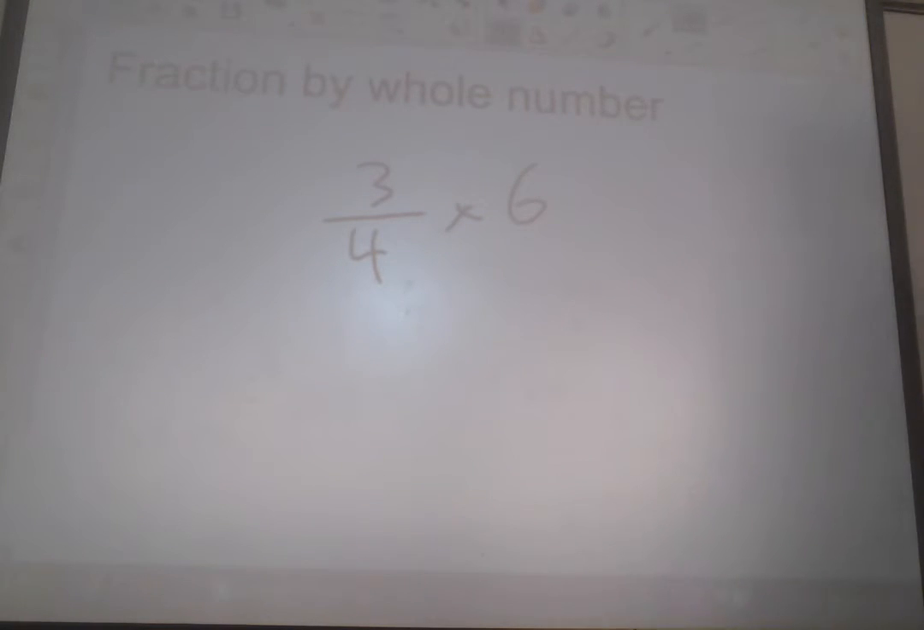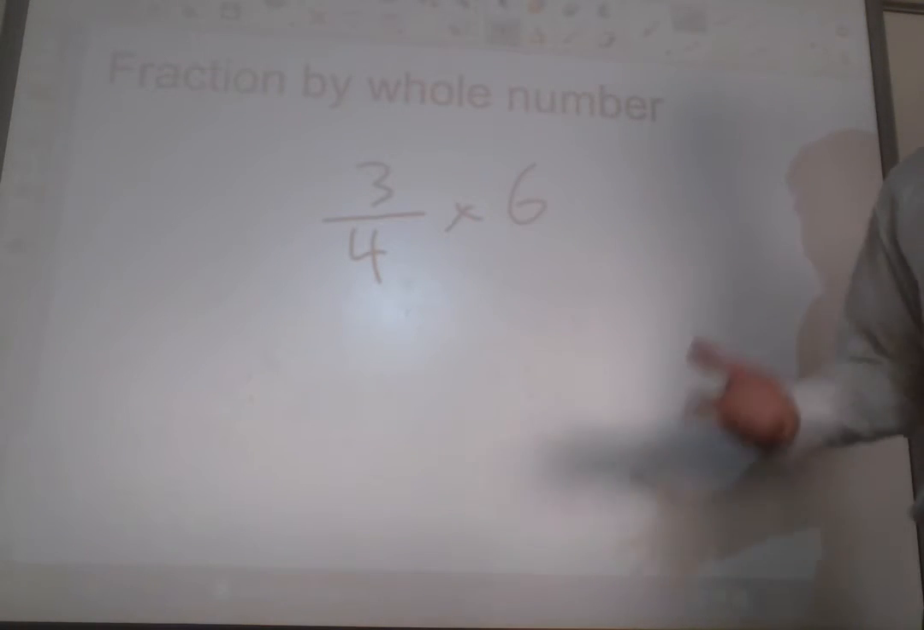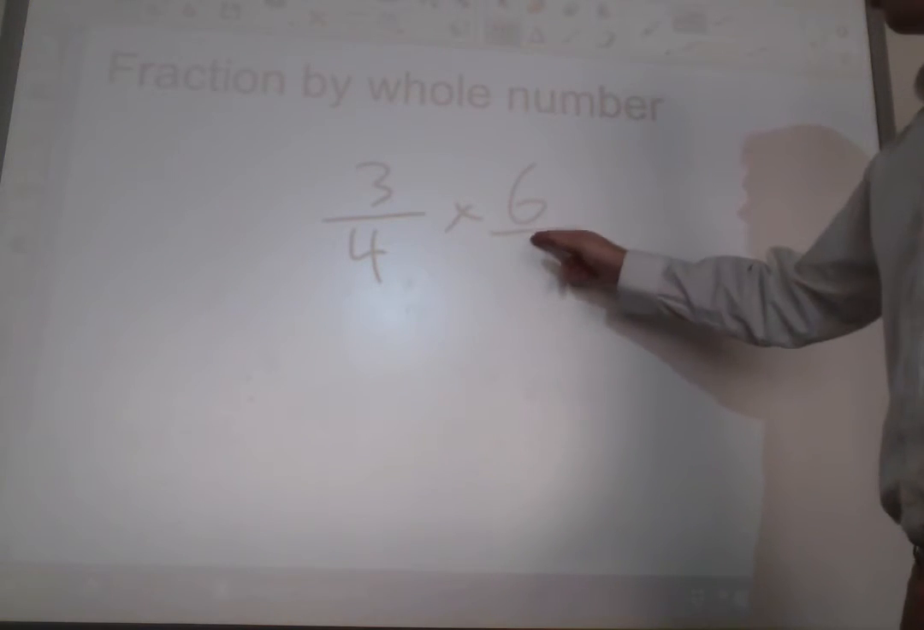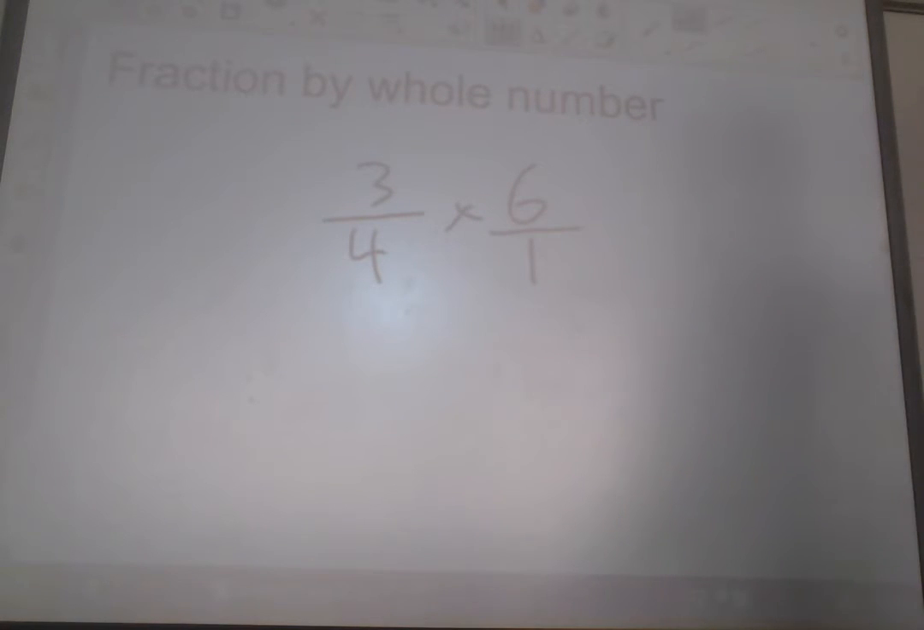Okay? That's actually quite easy. We just have to remember that any number, even a whole number, can be written as a fraction. All you have to do is put it over the number 1. And now, just as before, we can go ahead and multiply straight across.